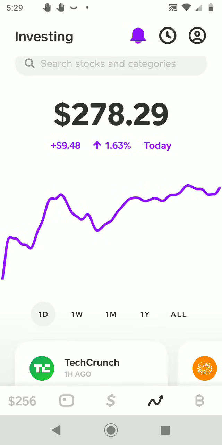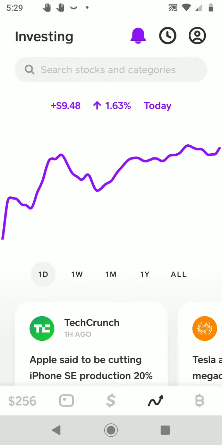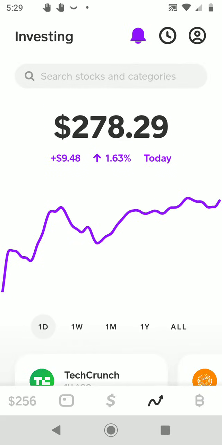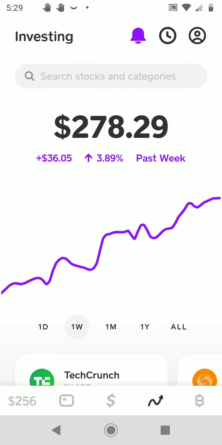All right, so let's look down. Let me take you into a little more detail on that. That's today. Now let's go back over the past week. I'm up $36.05. Some of that I took off. I've been playing around with this. I actually swing trade, and I also dabbled a little bit with day trading, and I will go over the differences with those two.